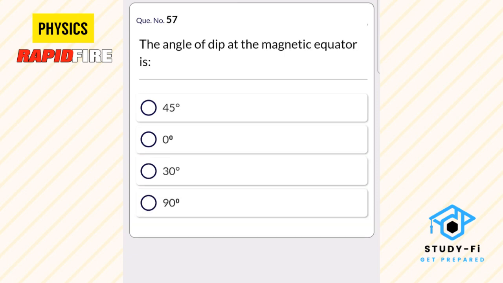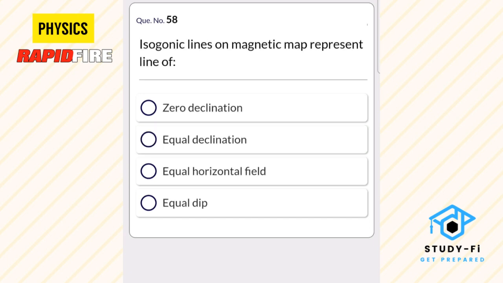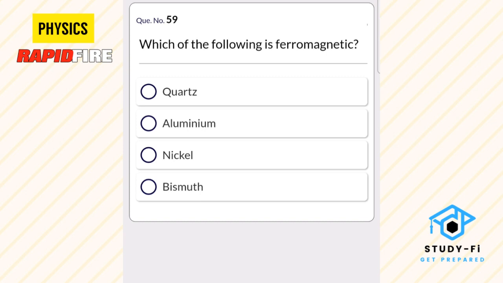At magnetic poles, the angle of dip is 90 degrees. The angle of dip at the magnetic equator is 0 degree. Isoclinic lines on magnetic map represent the line of equal declination. Which of the following is ferromagnetic? Nickel. Which of the following is paramagnetic? Antimony.